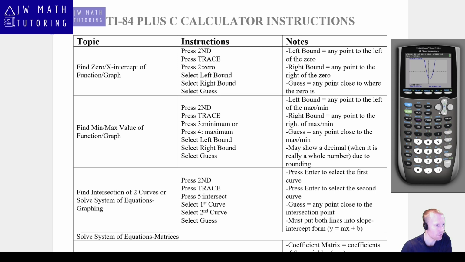And this process is basically going to be the exact same thing we just did for the 0. So we move the cursor to the left of the minimum point, hit enter for our left bound, then move it to the right of the minimum point for our right bound. Then we go in the middle for a guess, basically as close to the minimum point as possible.